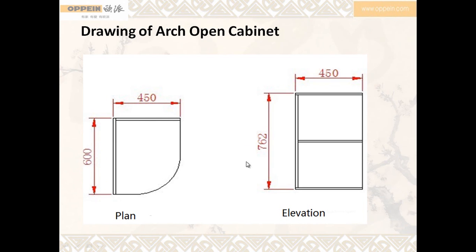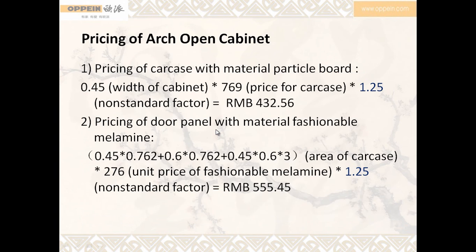The figure on the right side is the elevation of arch open cabinet. In the elevation, you can see the width of the cabinet is 450 millimeters and the height is 762 millimeters. Now, let's see the pricing for this case. There are two prices. One is price of carcass with material particle board. The other is price of door panel with material fashionable melamine.